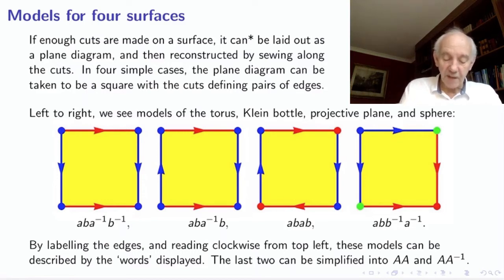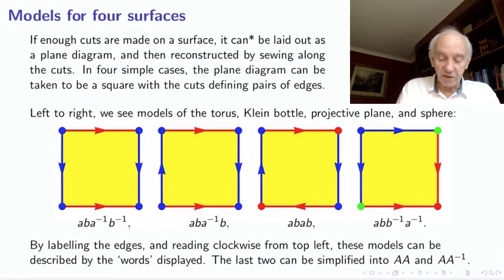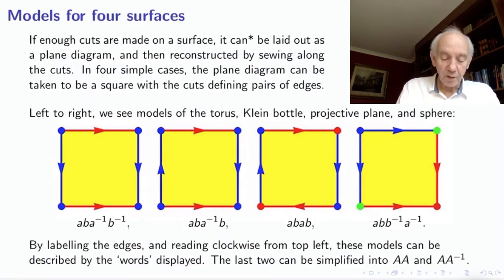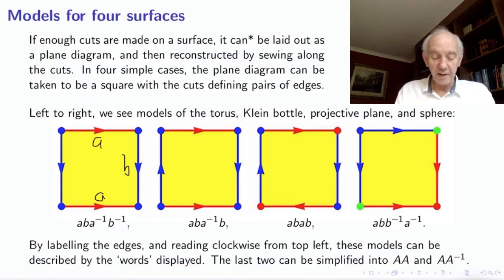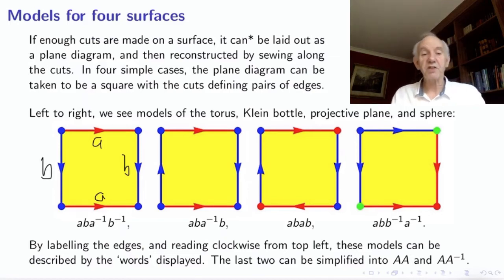So let's go back to the first example, the torus. I normally prefer to go clockwise. Some people go anti-clockwise. I'm going to call this first edge A, and then this one B, and then you see the bottom edge is the same as the top edge, so it's going to be called A again, and the left edge is the same as the right edge.